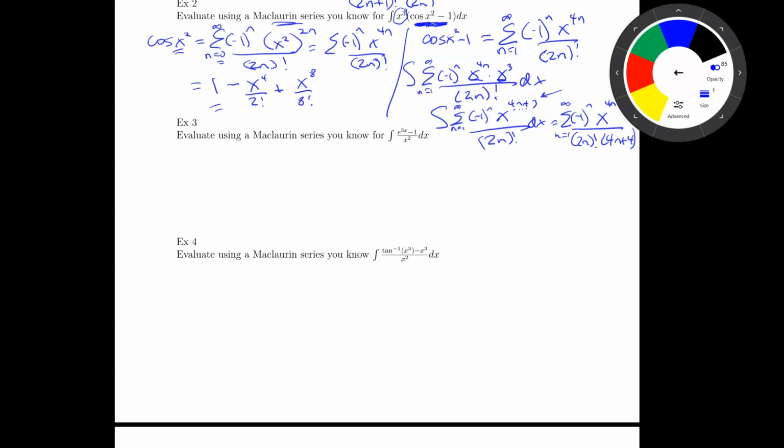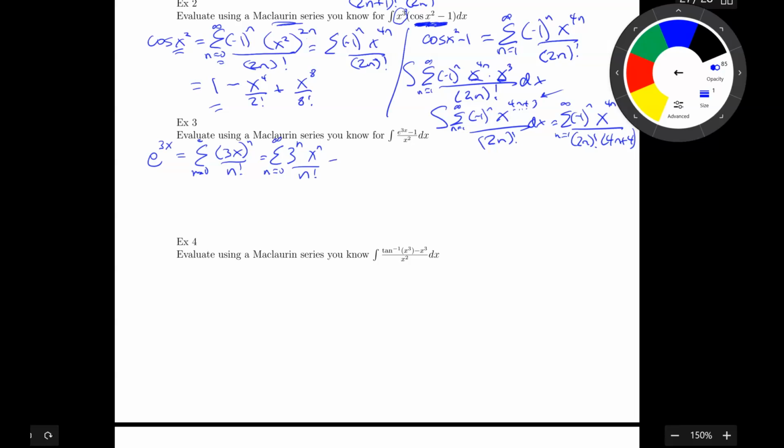Okay, so now let's play with e to the 3x minus 1. Let's start off with just e to the 3x. That's the sum of (3x) to the n over n factorial, starting at 0 and going to infinity, so let's be careful with this. That's 3 to the n, x to the n, over n factorial.